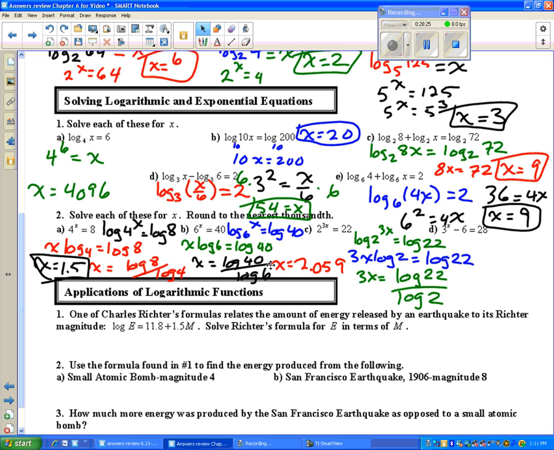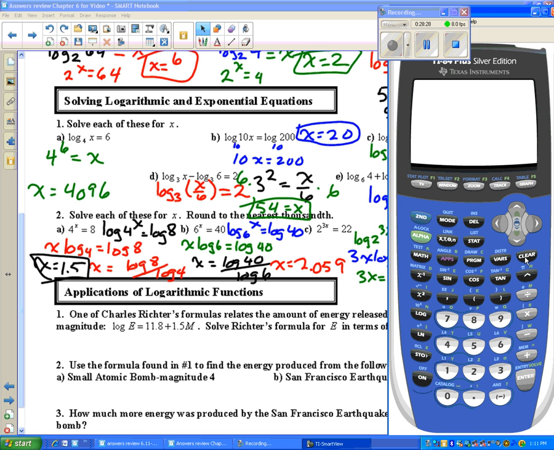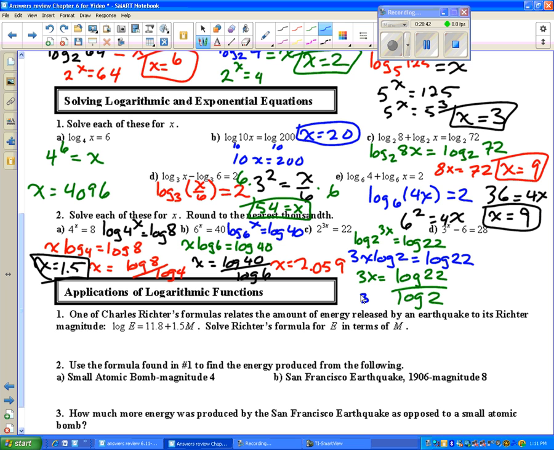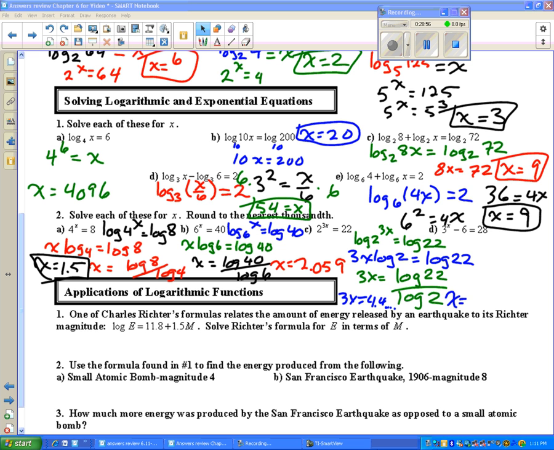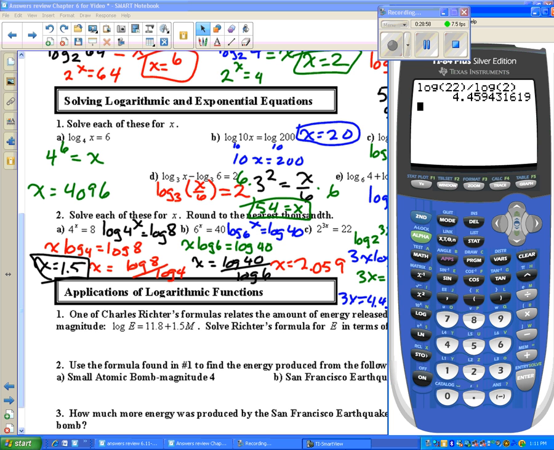I go to my handy dandy calculator. I say log of 22 divided by log of 2. I get 4.459, but that's 3x. So 3x is 4.459. I want to divide both sides by 3 to get x by itself, and I get x to be 1.486.